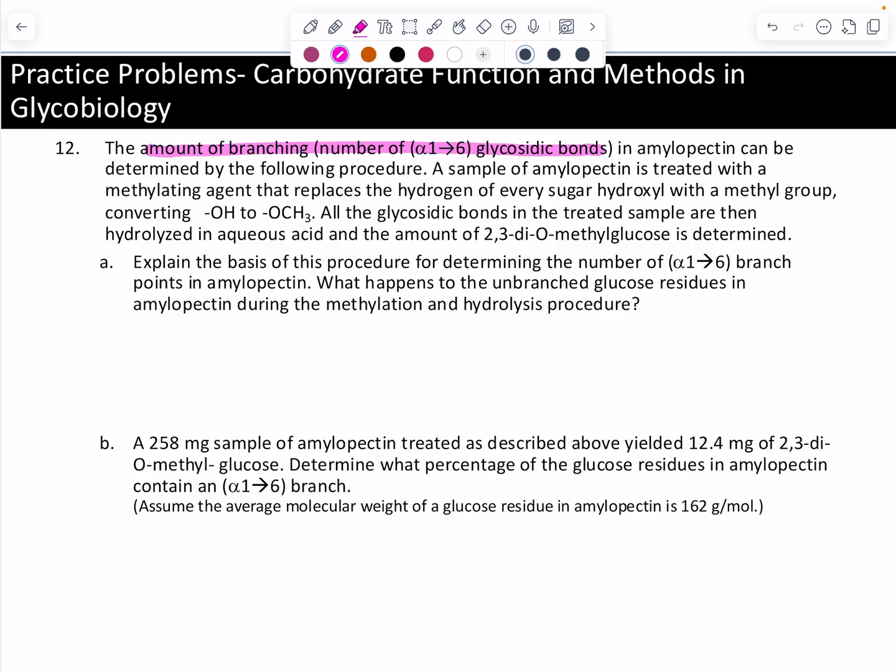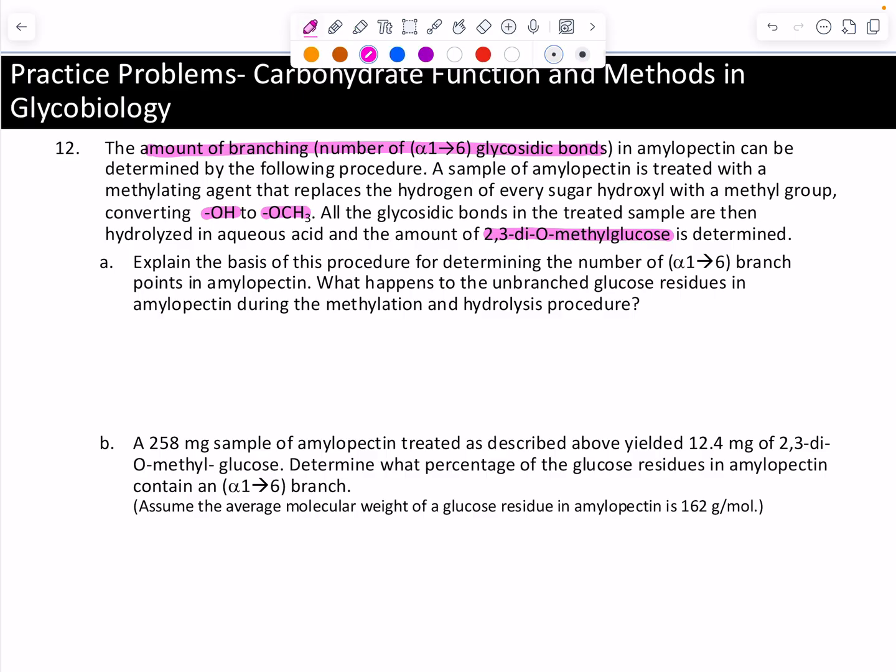So we would treat with a methylating agent, okay, that changes every hydroxyl to an OCH3, that methylates every hydroxyl. So all the glycosidic bonds are then hydrolyzed, and then you figure out how much of this 2,3-dimethyl glucose is there. Okay, so let's look at what a branch point would look like.